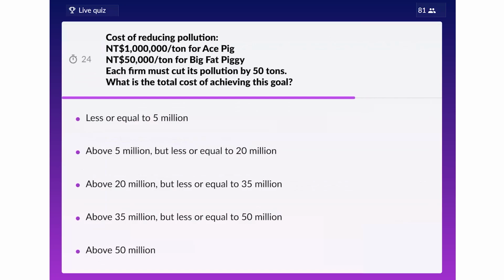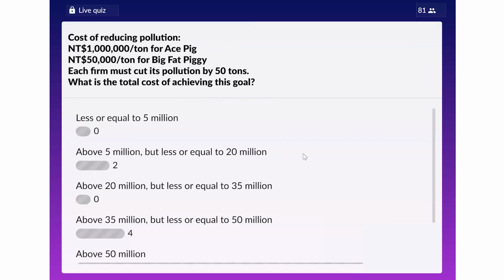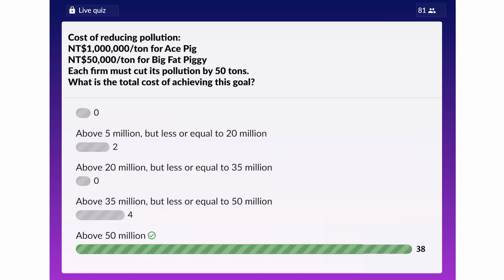Okay, so last question. What is the total cost to achieve this goal of each firm reducing the pollution by 50 tons? Ace Pig requires 1 million NT dollars per ton. Big Fat Piggy is only 50,000 per ton. So what's the total cost for the whole society to achieve this goal? Okay, so time's up. The majority of you say above 50 million, and it is above 50 million.